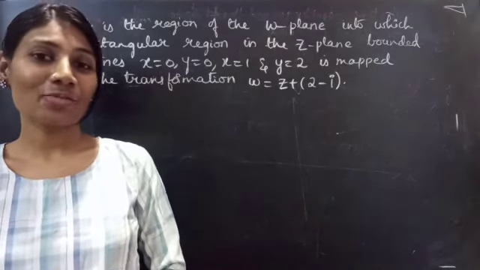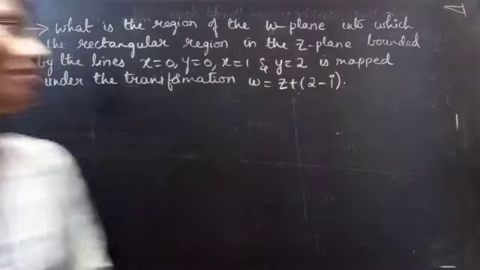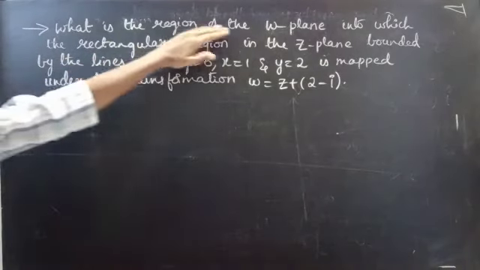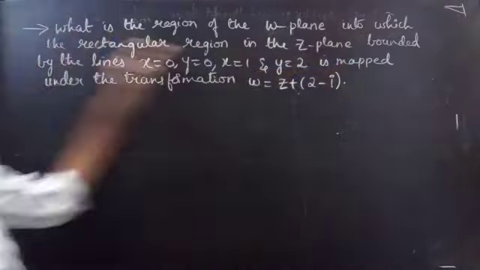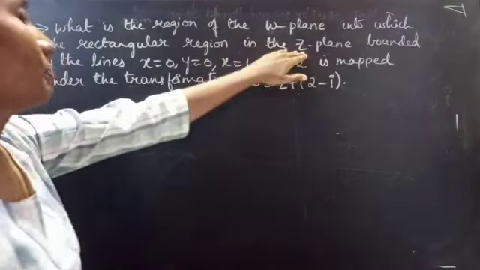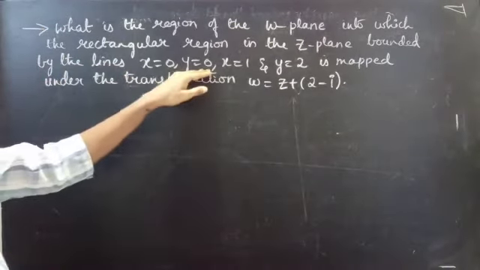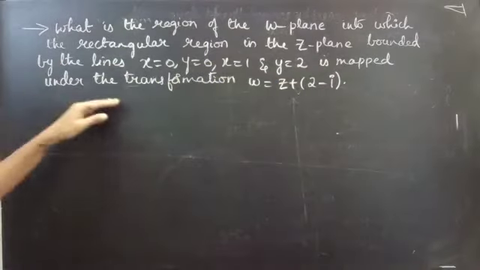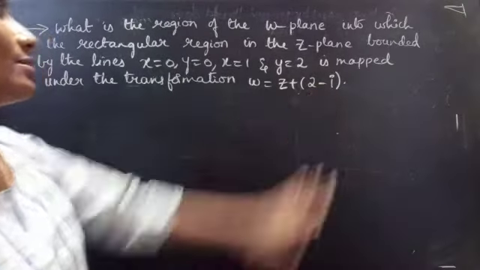So in this video we are going to see a problem from conformal mapping. Problem: what is the region of the omega plane into which the rectangular region in the z plane bounded by the lines x equals 0, y equals 0, x equals 1 and y equals 2 is mapped under the transformation omega equals z plus 2 minus i?